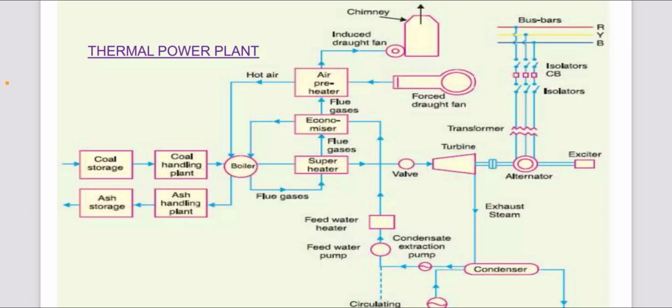And this is a sketch of a thermal power plant. First here is coal storage and coal handling plants, and the coal goes to the boilers, and the hot air goes to the air preheater, and the pressure goes to the turbines, and when the turbine is rotated, the alternator generator makes power like this.